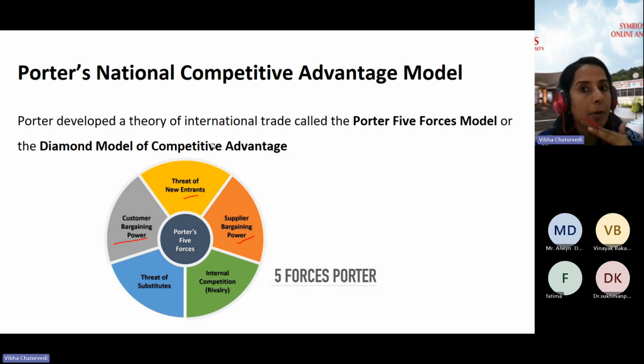And you can cut your average cost down only when you produce at a significant scale of output. Otherwise, the average cost of production remains very, very high. So that is going to make you a loss-making entity, and you might have to exit the industry.